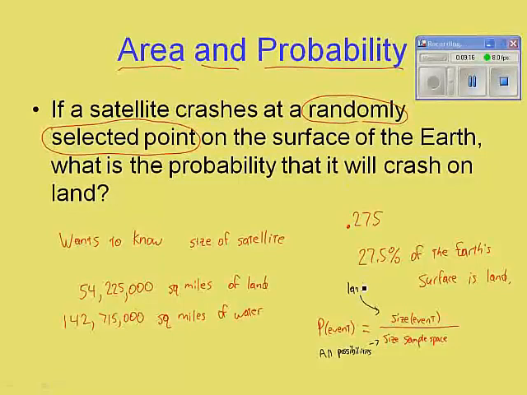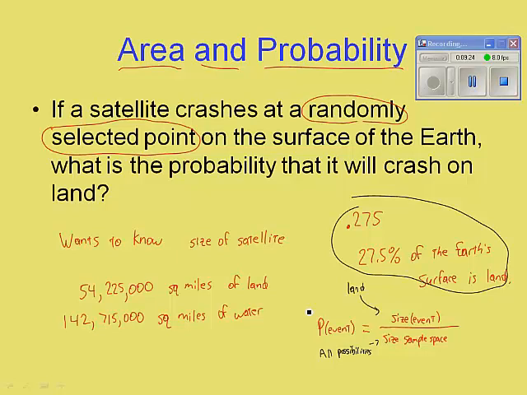Land. So you really do want to know the size of the land compared to the size of the Earth, and that's how you guys got this. Okay? And that is correct. That's very, very nice work. But I guess the point is, again, there's this correspondence between area and probability.